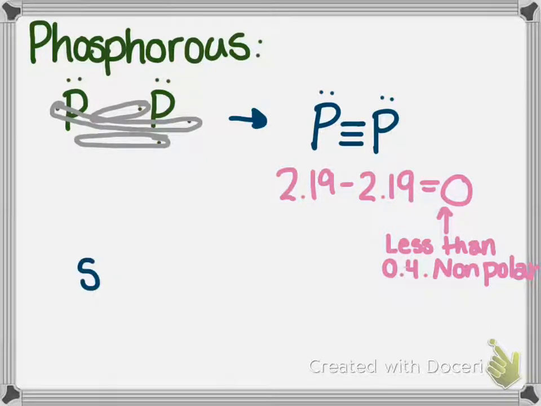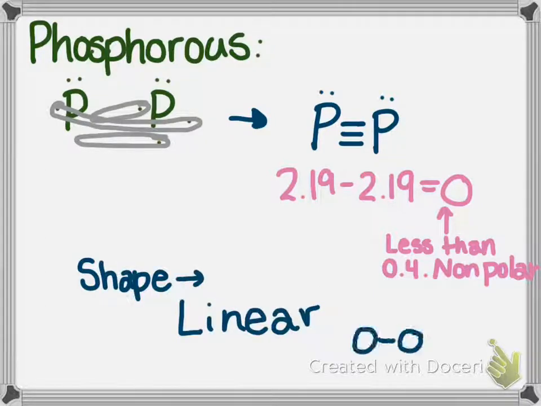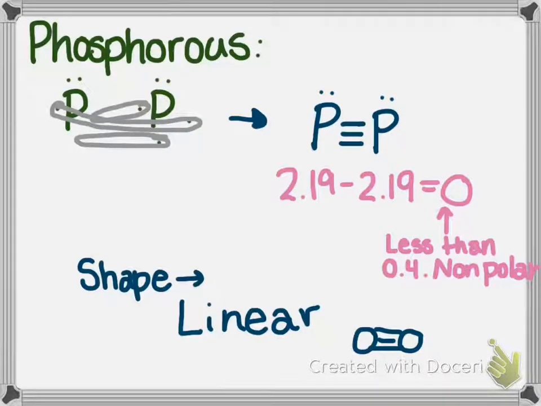Anytime an element bonds with itself, it's going to be nonpolar. This shape again is going to be linear because if I used a model kit to show this, it would be two elements on the same plane, no matter the way you twist it, okay?